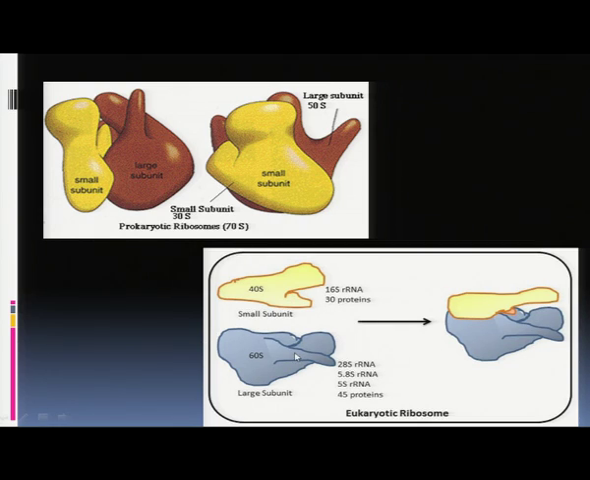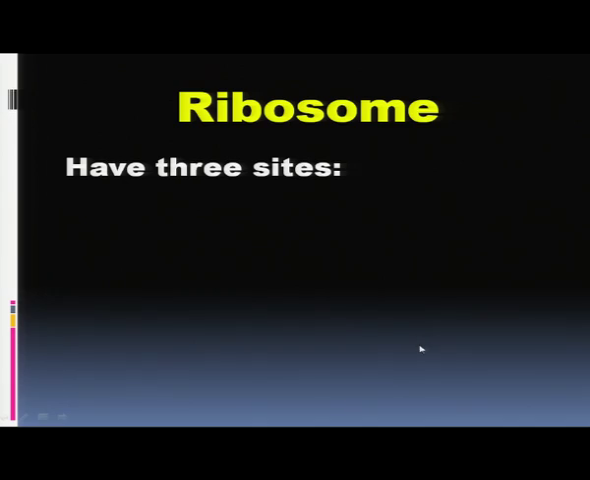So, this is a typical structure of ribosome, you can see in the slide. This one is a prokaryotic ribosome, smaller subunit, larger subunit. When they combine, they give the complete ribosome. The smaller subunit of prokaryote is 30S and the larger subunit is 50S. After combining, they form the 70S ribosome. In case of eukaryotes, the smaller subunit is 40S, the larger subunit is 60S. After combination of these subunits, they form the 80S ribosome in case of eukaryotes.